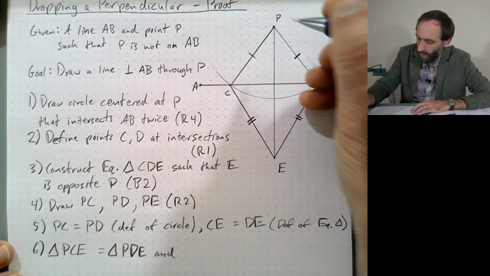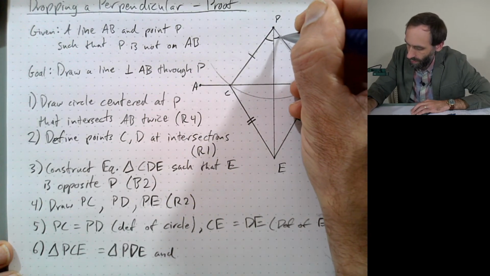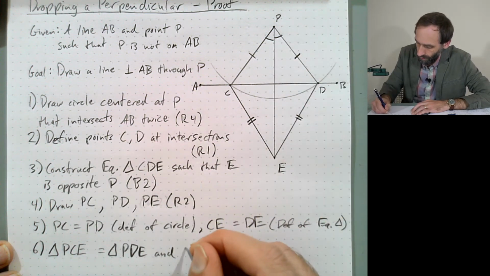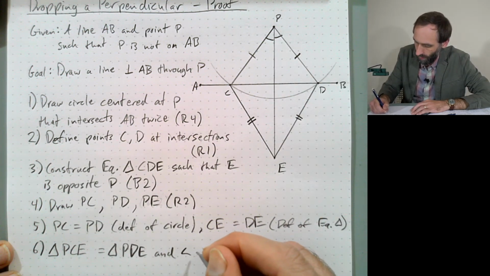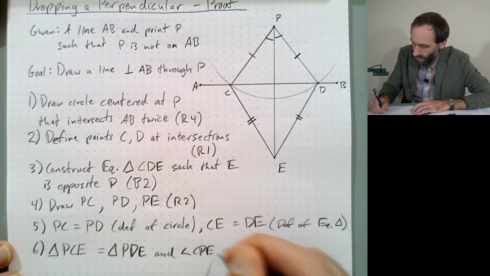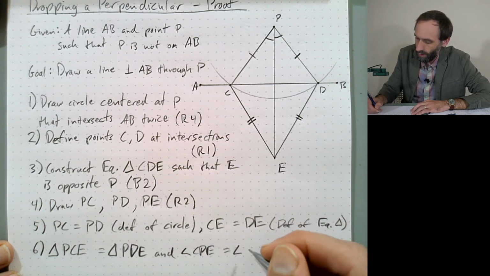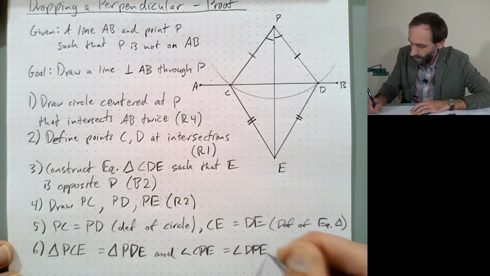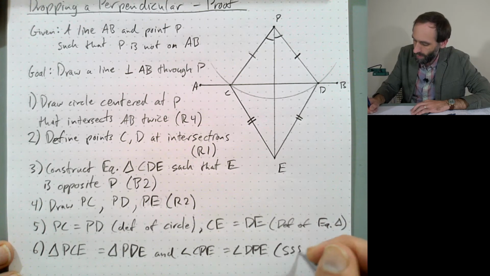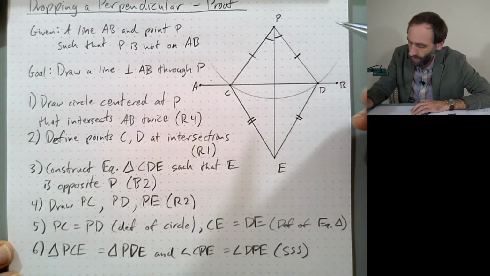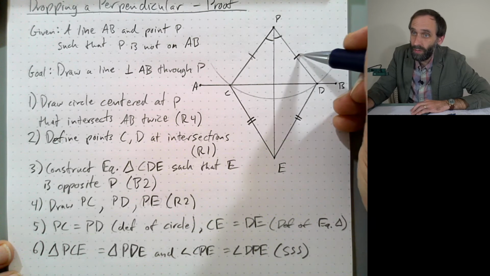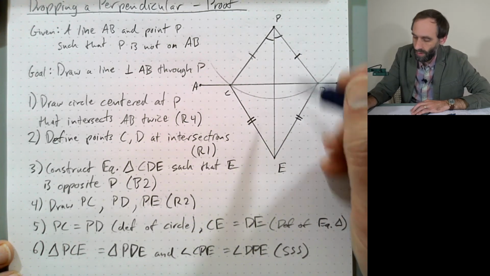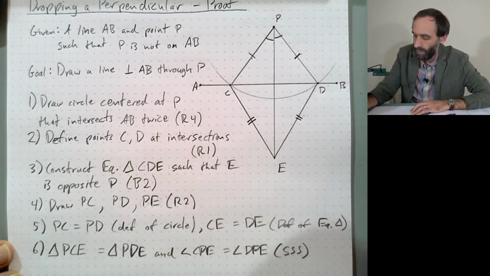And therefore, this angle here is equal to this angle right here. So angle, let's see, this would be CPE is equal to the angle DPE. And that's by side, side, side, right? So because this side is equal to this side is equal to this side, and this side is equal to itself, these two angles must be equal.